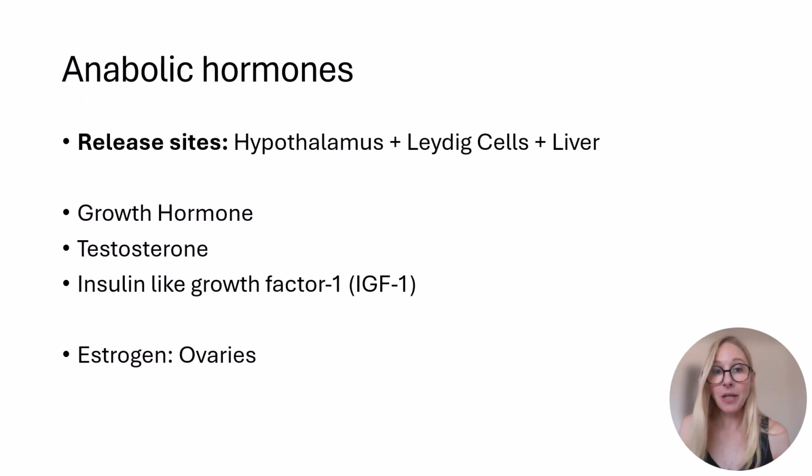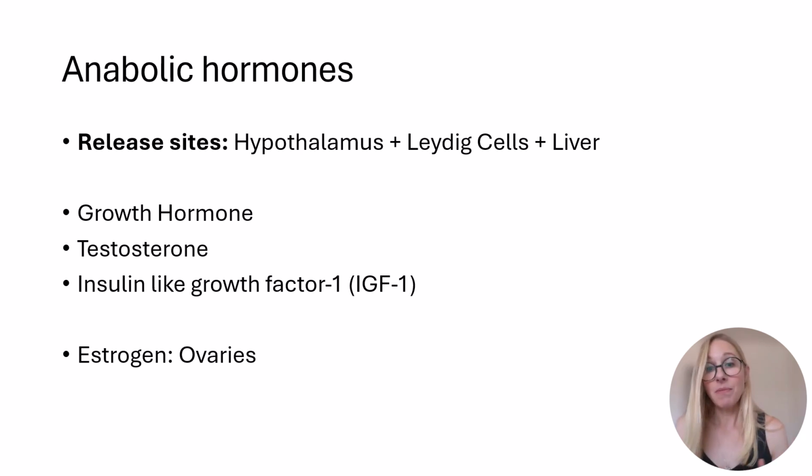Some of the other anabolic hormones and their release sites. So we talked about the hypothalamus related to growth hormone. We also have the Leydig cells associated with the testes, and that would be testosterone. And we have the liver, which is associated with the release of insulin-like growth factor. All three of these are going to support muscle protein synthesis, growth, and gains, basically any anabolic or building response.